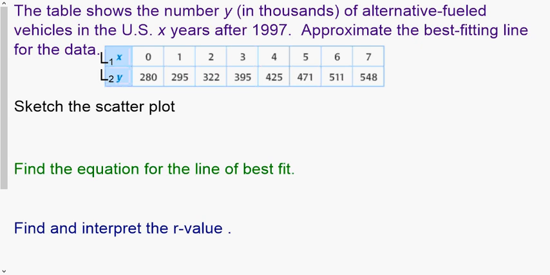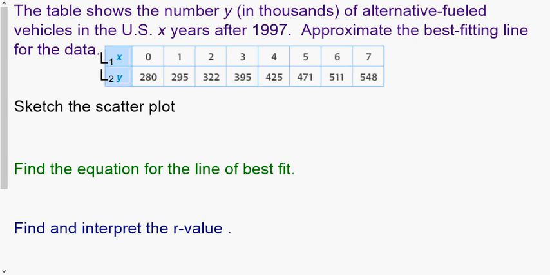Your X list needs to say L1. Again, if you need to change it, you're going to hit second and then 1. And your Y list L2. So again, second 2 to get L2. Once you are done with that, we are always going to hit zoom 9. It's called zoom stat. And it will automatically change your window to fit your scatter plot.